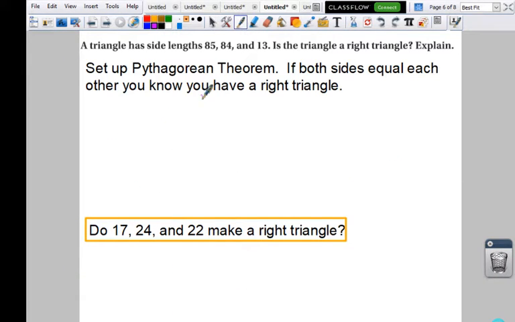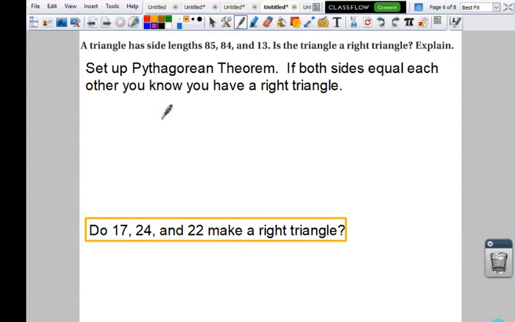We are basically doing the same thing all day today, just slightly tweaked. So, a triangle has side lengths 85, 84, and 13. Is the triangle a right triangle? So what we're going to do is set up the Pythagorean theorem. If both sides equal each other, I know it's a right triangle. If they do not equal each other, it is not a right triangle.